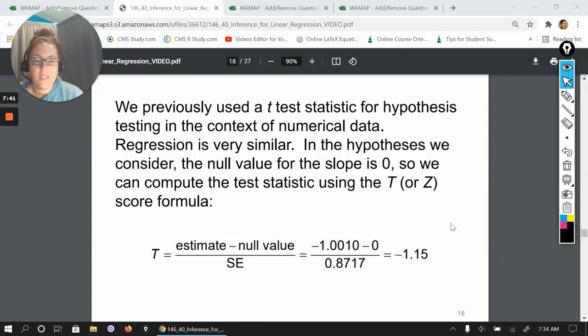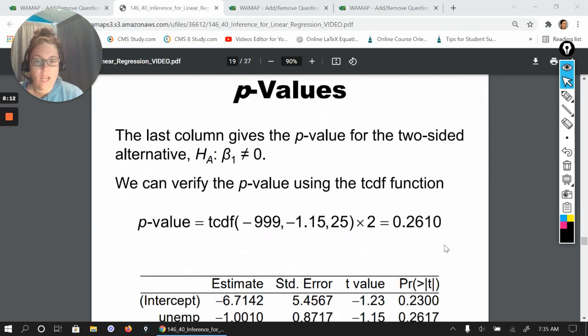Okay, so once again, we're going to talk about the test statistic. We previously used a t-test statistic for hypothesis testing in the context of numerical data. Regression is very similar. In the hypotheses, we consider the null value for the slope to be 0. So we can compute the test statistic using the t or z score formula. They're the same formula: point estimate minus null value divided by standard error, and we showed that that's how we got negative 1.15.